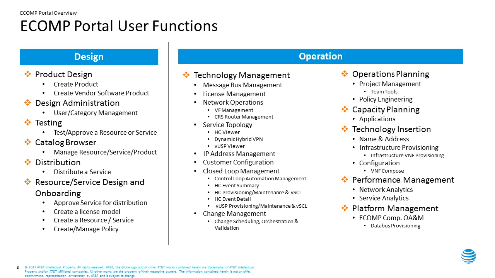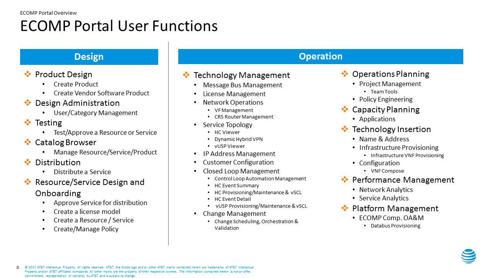This is the zoom in view of the ECOMP portal user functions, separated into design and operations categories, and the functional categories within each of these. Under design, users can create and design products. They can do design administration for user category management, conduct testing to test and approve resources or services, manage the catalog for resource, services and products, service distribution, as well as resource and services design and onboarding.